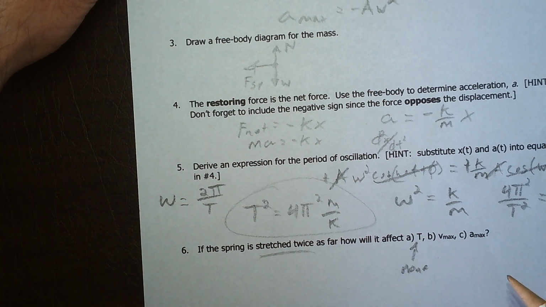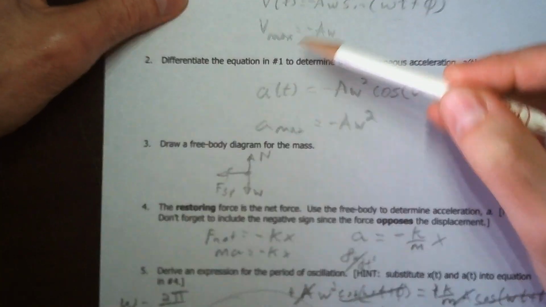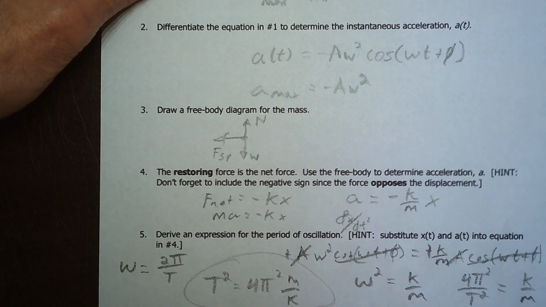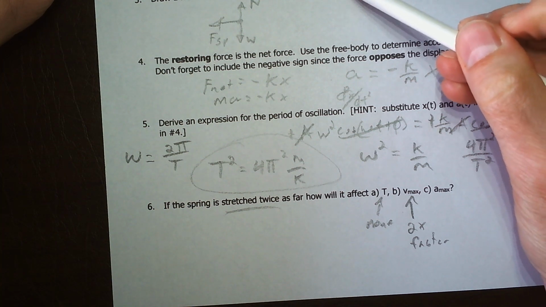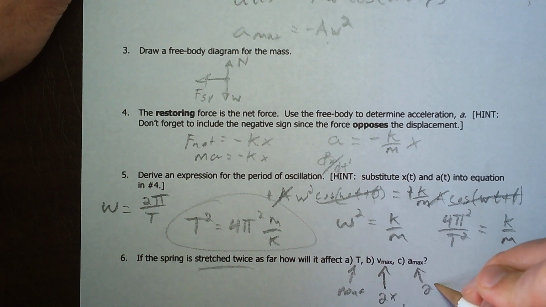No effect. For the maximum speed, if you pull it back twice as far, it's going to be twice as fast, 2 times faster. And the acceleration, if you pull it back twice as far, it's going to have twice the acceleration. 2 times.